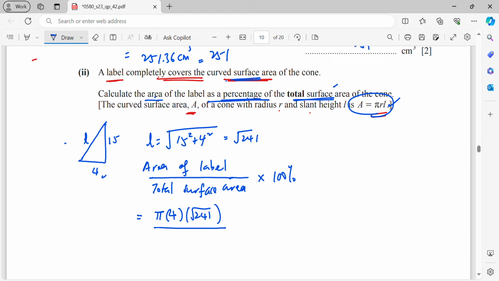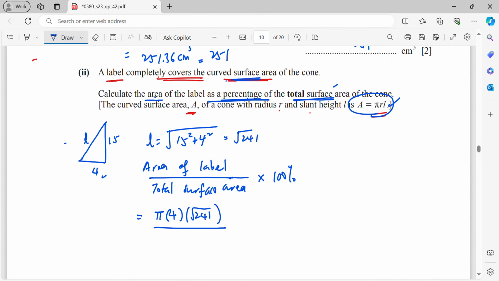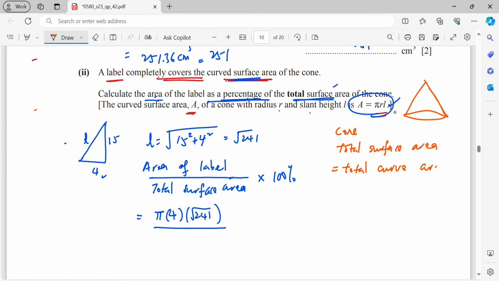Okay, total surface area of a cone, right? This is a cone. Okay, the formula is the curve area, right? This is a curve. So for cone, total surface area. Now look at the cone. This is the cone. It will be the total curve area, right? Total curve surface area, plus the circle, area of the circle.